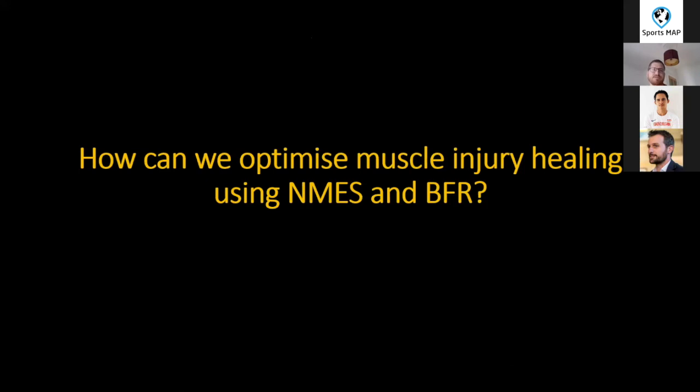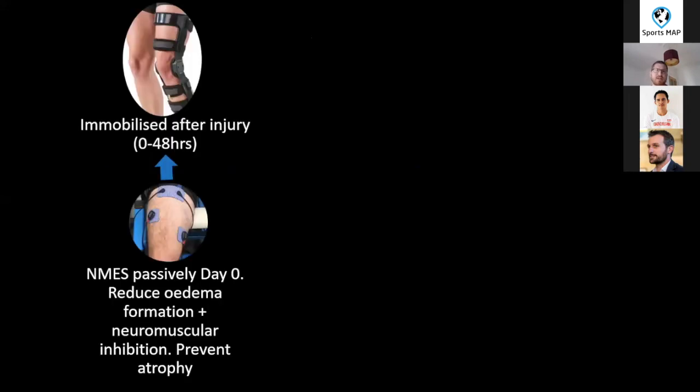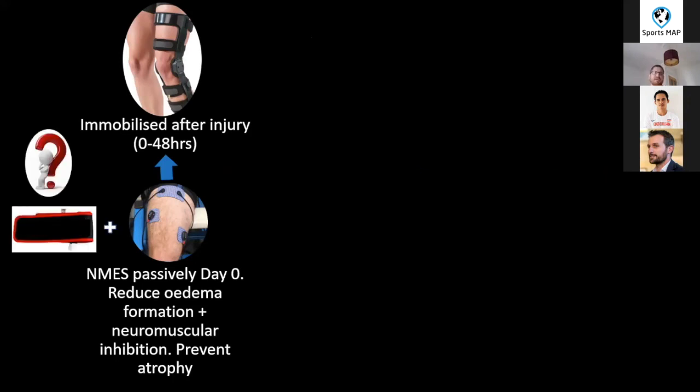So how can we optimize muscle healing using electrical stimulation and BFR? Immediately after injury, when immobilized, we can apply electrical stim passively from day 0. Aims are reducing edema formation, neuromuscular inhibition, and preventing atrophy. Whether this can be combined with BFR straight away, we're going to be investigating in the future. Currently, I just apply electrical stim on its own. However, when reducing edema is not a treatment goal, that's when I will combine them both together.